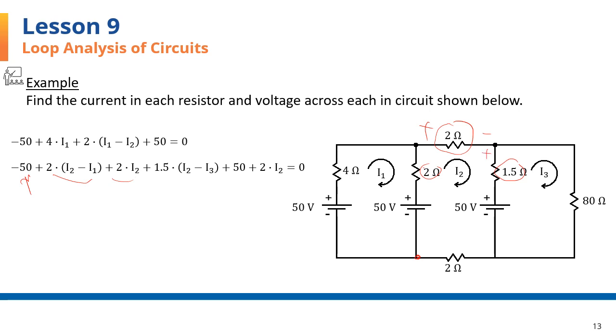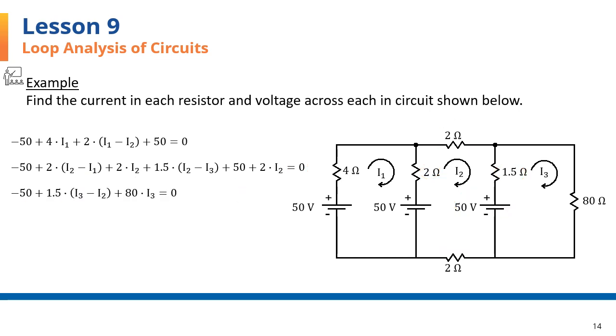The voltage across the 1.5 ohm resistor is 1.5 times I2 minus I3. If I consider it as a voltage drop, I2 minus I3 times 1.5 is added, and there is a voltage drop of 50 volts, so that comes as a plus 50. And finally, I2 is going through this bottom 2 ohm resistor, causing another voltage drop here of 2 times I2, and that's shown here. The sum is set equal to 0.